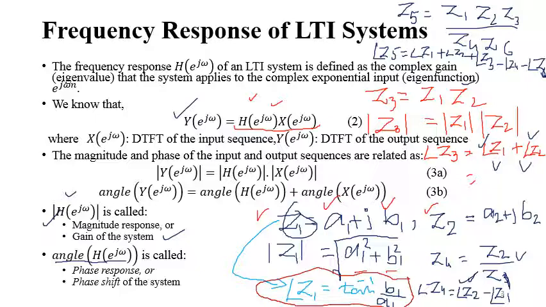For example, if Y of e^(j omega) equals, for example, 2, 3 or 5 or whatever, then in that case it's constant. But otherwise in general they are variable and they are functions of omega, and there's some term involved where the value changes with respect to omega. So the angle is called the phase response, or the phase shift of the system.